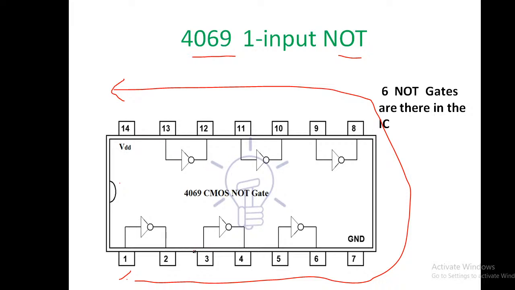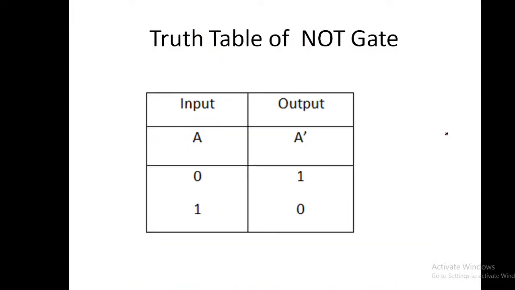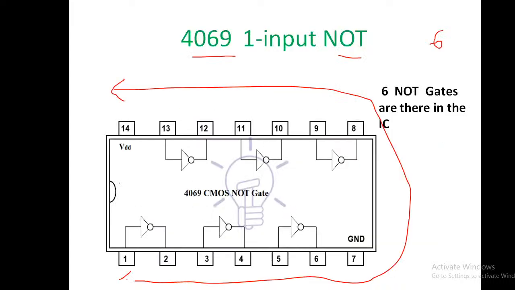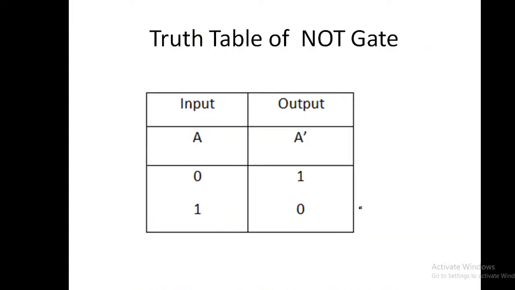Okay, now in this 4069 IC, how many gates are there? There will be basically 6 gates. The question will come, in case of 4071 or 81, how many gates? There will be 4 gates. In case of 4069, how many gates will be there? There will be 6 gates. Okay, now I will come to the next slide. I am not talking about the VDD and ground, you know that one, right?